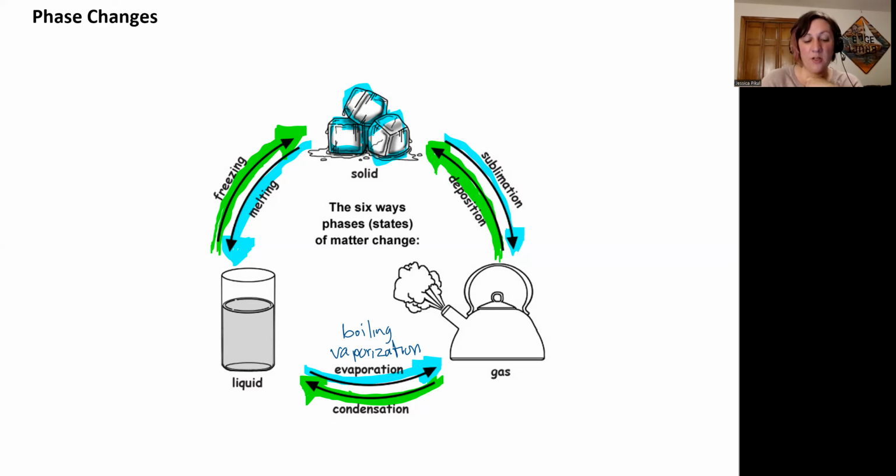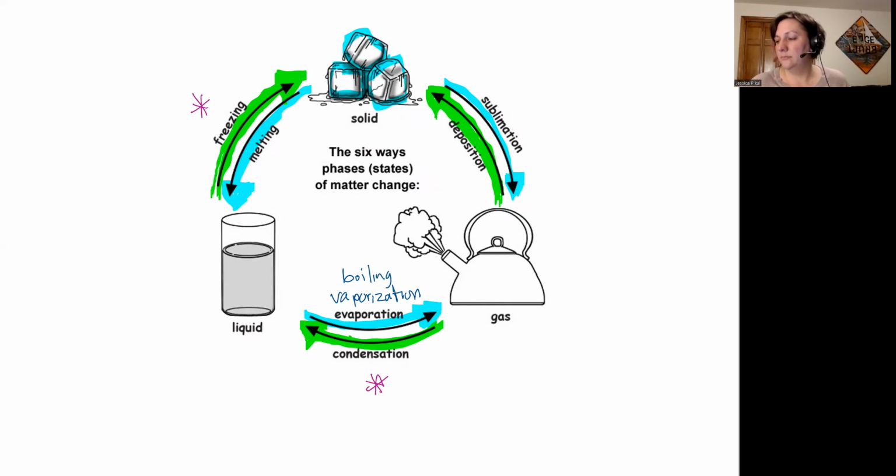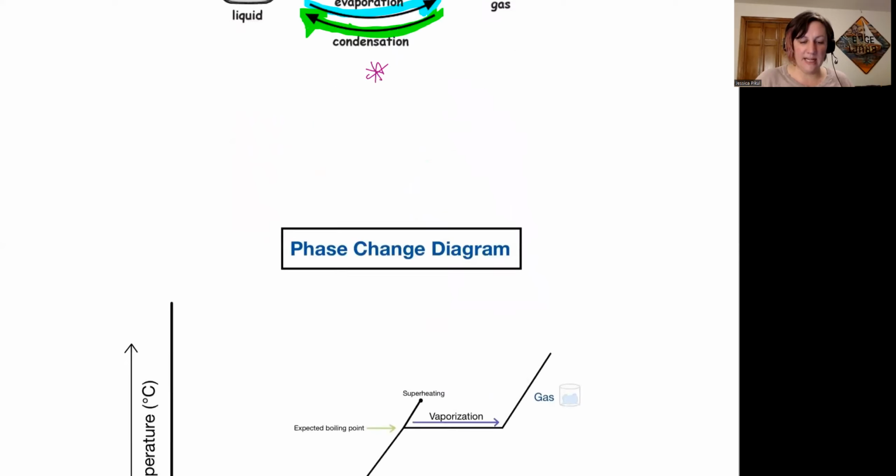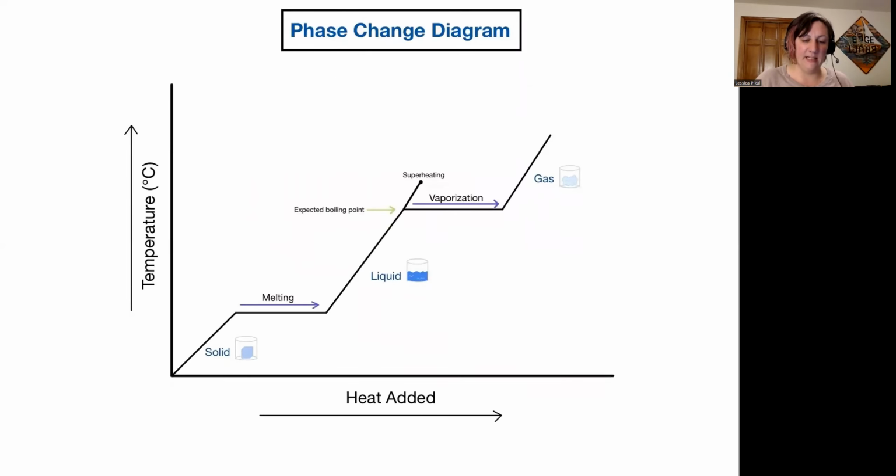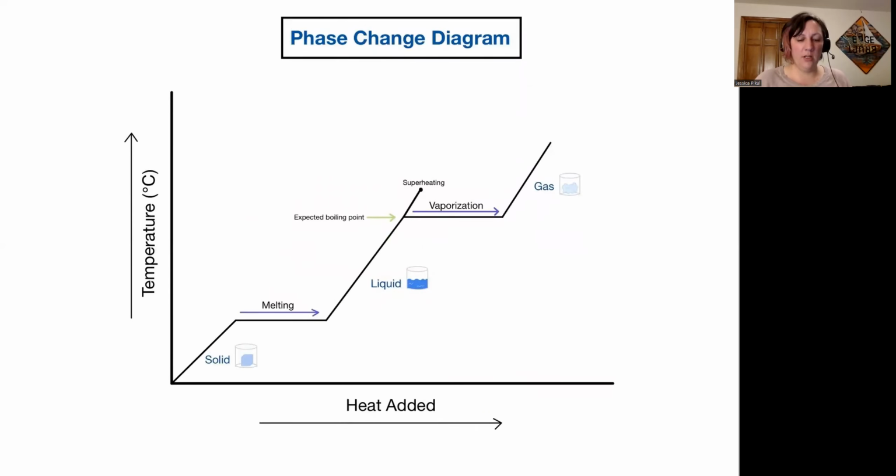But our most common ones are freezing and melting, and evaporation or vaporization and condensation. So these are the ones that we'll look at the most here. I like this circular diagram for our phase changes, but we typically think about them as a graph. So I'm going to go through the phase change diagram for heating and then for cooling.